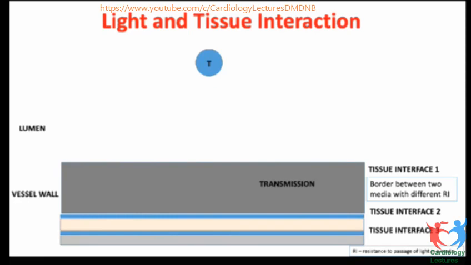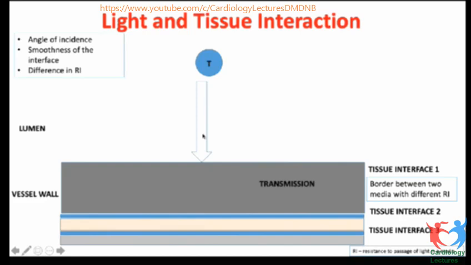How does this light interact with the tissue? It depends on three factors. One is the angle of incidence, whether it is perpendicular or non-perpendicular. The second one is the smoothness of the interface, whether it is a smooth regular surface or an irregular surface. The third one is the difference in the refractive index between the media. These are the three factors that determine the interaction between light and tissue.